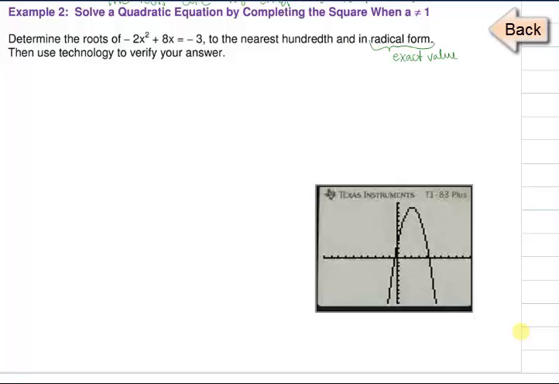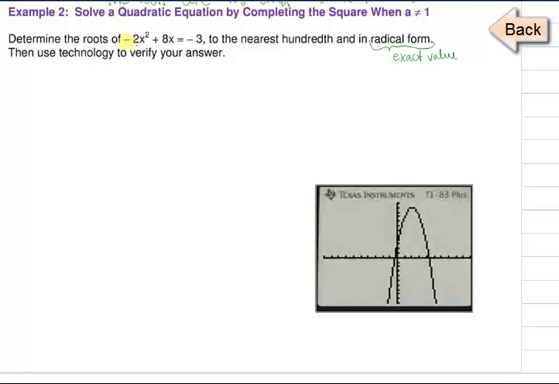In this next example, we're going to continue with solving quadratic equations by completing the square, but this time a is not going to equal 1. So determine the roots of negative 2x squared plus 8x equals negative 3 to the nearest hundredth, which will suggest that you're going to be rounding off a number, and in radical form. Now, when they say radical form, they mean that they want you to give an exact value. That means you won't be rounding anything off. Nothing's going to be approximate. And once you've done that, use your technology to verify your answer.